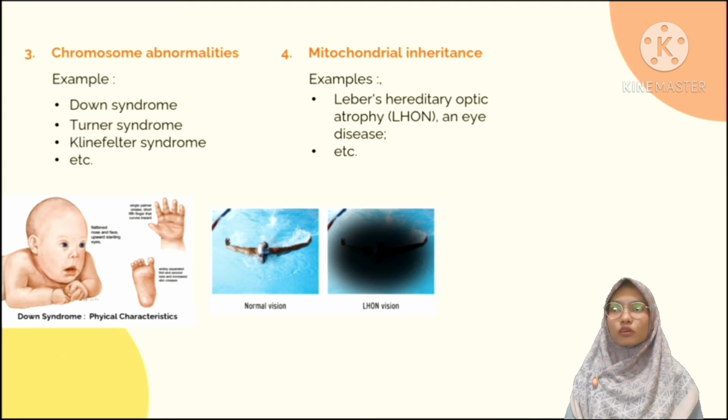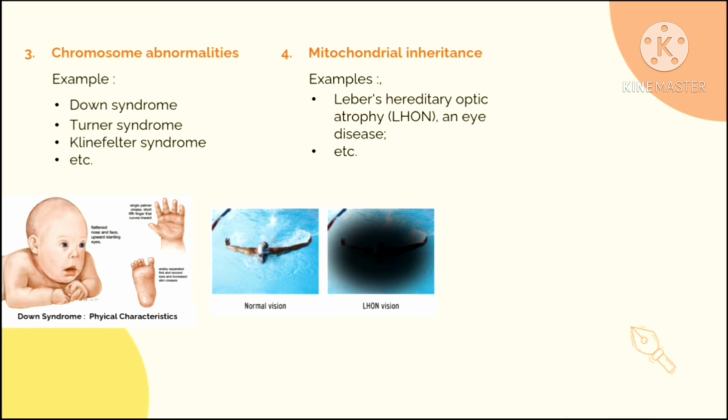The last is mitochondrial inheritance. This type of genetic disorder is caused by mutation in the non-nuclear DNA of mitochondria. Mitochondrial DNA is always inherited from the female parent. Some examples of mitochondrial inheritance include Leber's hereditary optic atrophy, or LHON, an eye disease, etc.